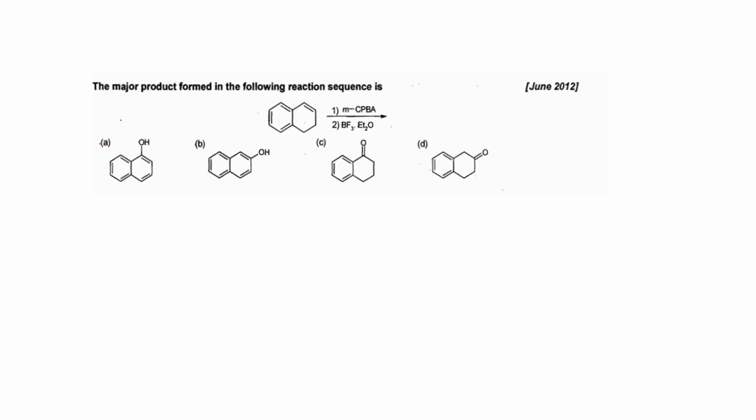So what will be the major product in the following reaction sequence? mCPBA is given. So you know what is done by mCPBA? We know that the benzene ring is very hard to react because of its high aromaticity. This double bond is not that susceptible to reactivity. So which will react? This double bond. This will undergo epoxidation.